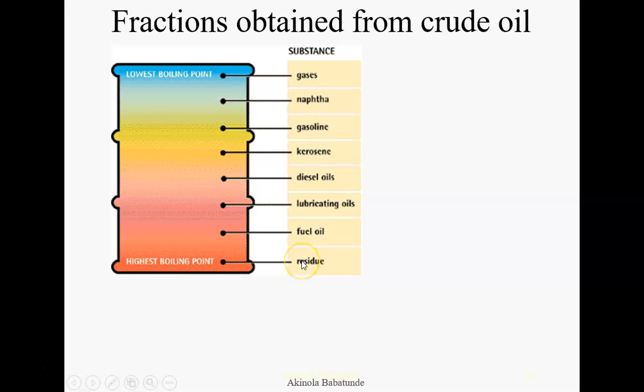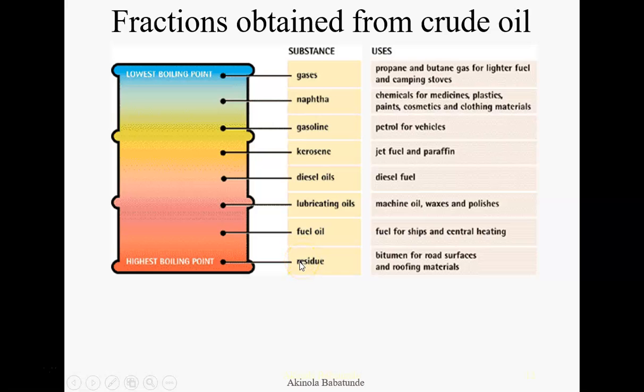What are the uses of some of these substances? Let's quickly check those out. The gases. Some of these gases include propane and butane gases, and they are used for lighter fuel and camping stoves. The naphtha, these are chemicals for medicines, plastics, paints, cosmetics, and clothing materials. Then we have the gasoline, which is petrol for vehicles. Then we also have the kerosene, which is jet fuel and paraffin. The diesel oils are used for diesel fuel.